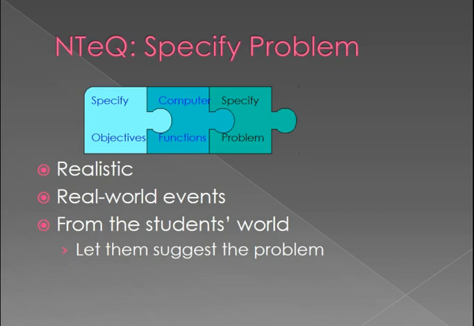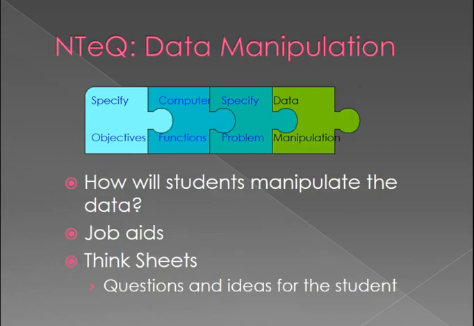So the third step is to specify your problem. It needs to be realistic, it needs to have real-world events, it needs to be from the student's world. Let them suggest the problem. Fourth step, data manipulation. How will the students manipulate the data? Will they have job aids or think sheets with questions and ideas for the student?